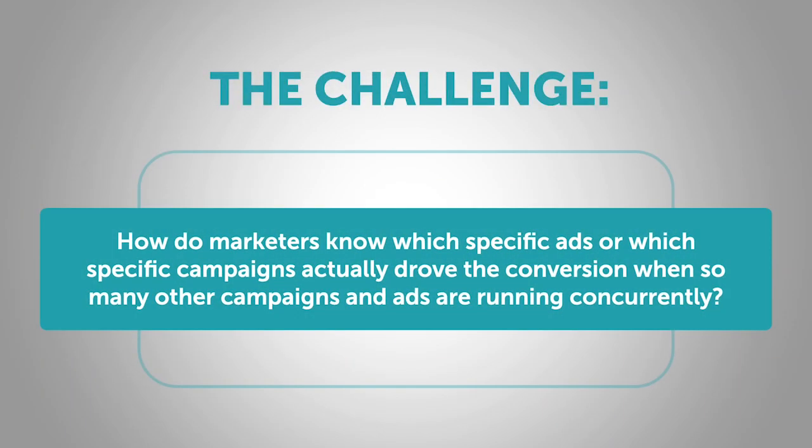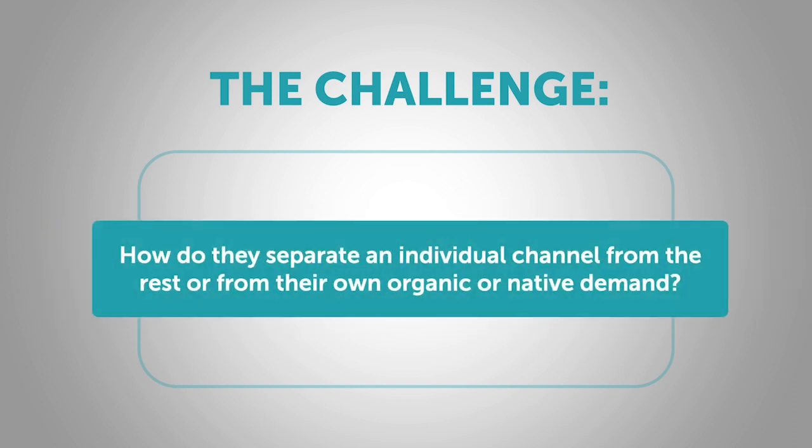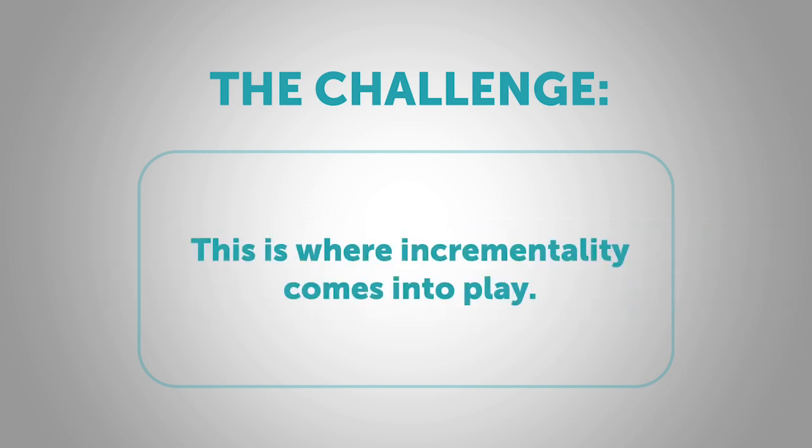How do marketers know which specific ads or which specific campaigns actually drove the conversion when so many other campaigns and ads are running concurrently? And how do they separate an individual channel from the rest, or from their own organic or native demand? This is where incrementality comes into play.